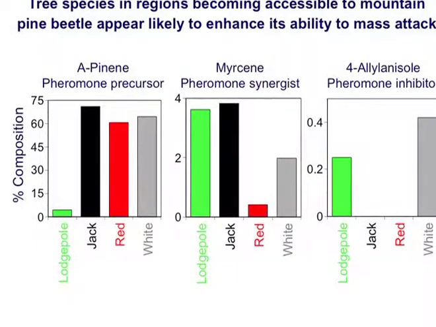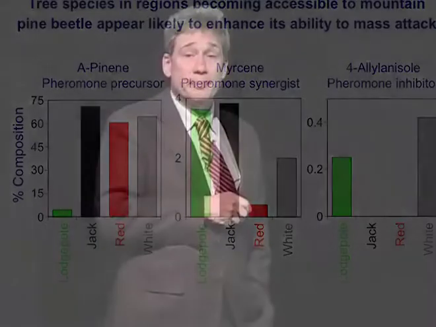And just to give some overview of some of our findings so far, because we've worked with the chemistry of jack, red, and white pine in the Great Lakes region, we have some basis for comparing their chemistry to that of lodgepole pine. This is a percent composition on the y-axis. Lodgepole is in green, jack pine is in black, red pine is in red, white pine is in white. And I've shown three of the compounds: alpha pinene, myrcene, and 4-allylanisole.